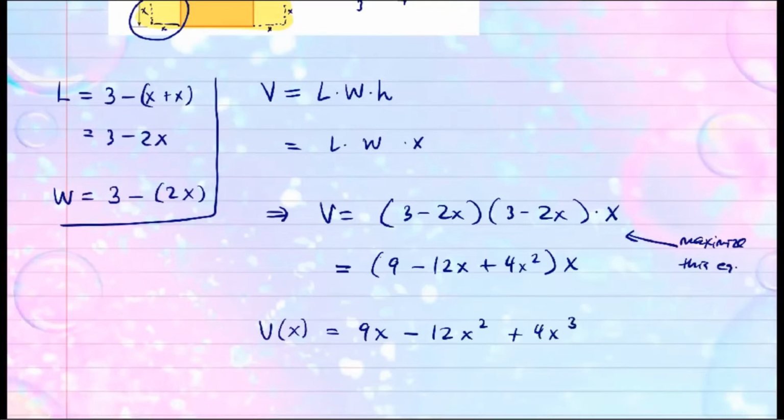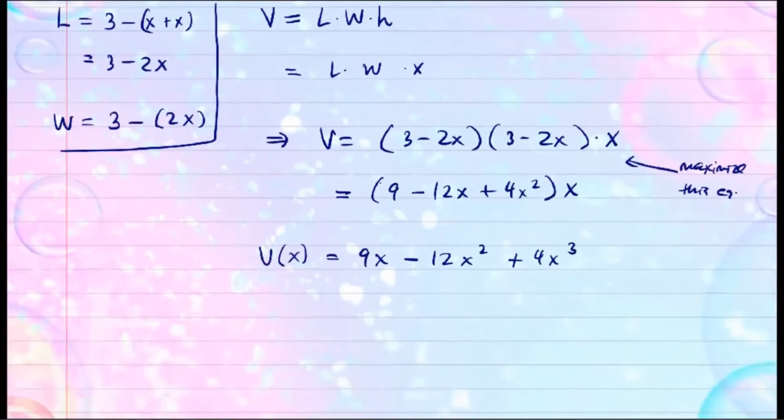And we want to maximize this. We're going to find its derivative and find its critical numbers. So the derivative of the volume with respect to x is going to be 9 minus 24x plus 12x squared.